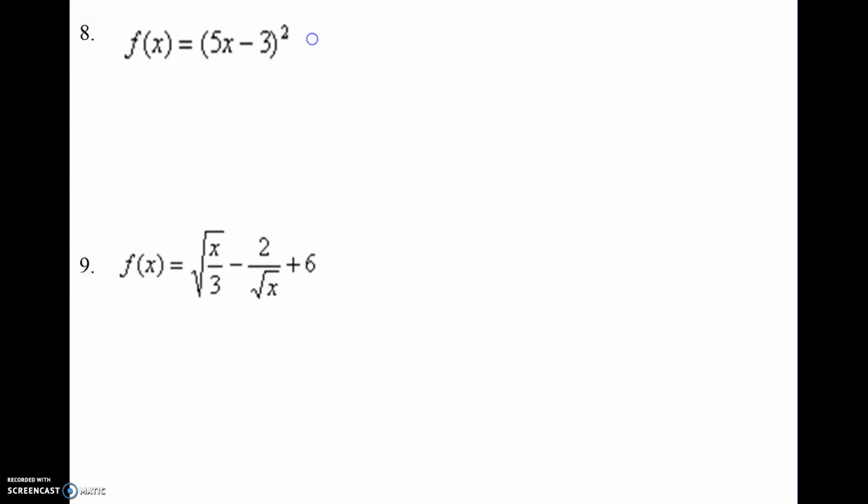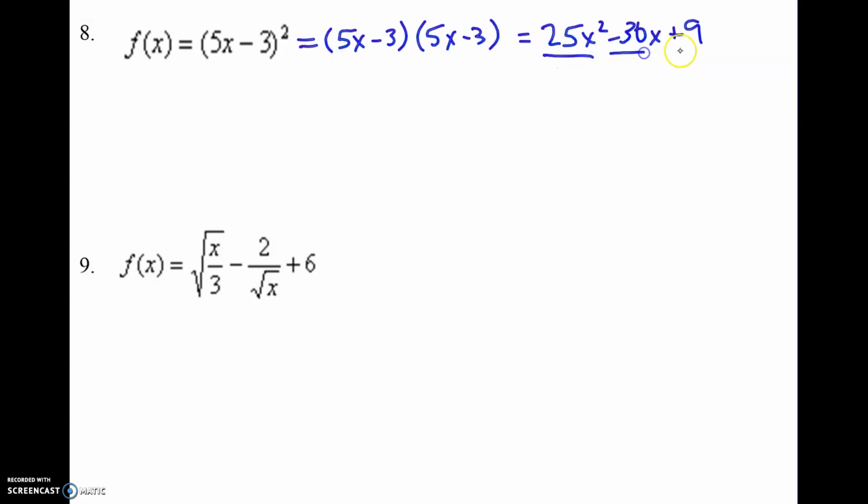Here we're again asked to find the derivative, or we're asked to differentiate the function. Here let's multiply this out first. We've got 5x minus 3 times 5x minus 3. If you use FOIL, that works out to 25x squared minus 30x plus 9. There again we can see we've got 3 terms. We can differentiate that easily.